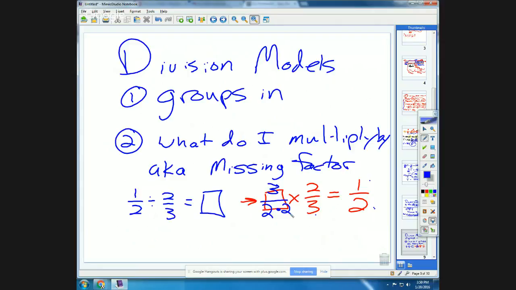And so let's see what's going to happen. This 2 and this 2 is going to cancel, that 3 and that 3 is going to cancel. And what are we left with? What happens when you cancel anyway? What's left over when you cancel? Anything? Nothing? 1. 1, yeah.